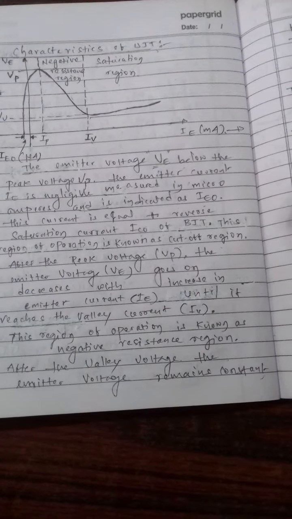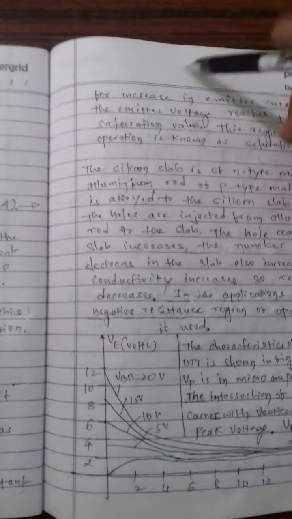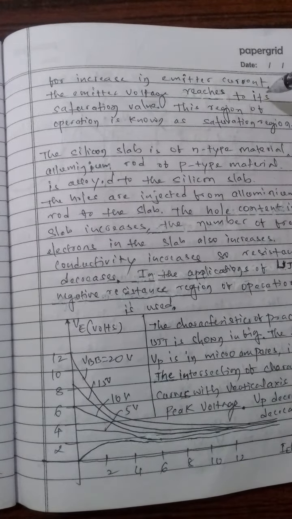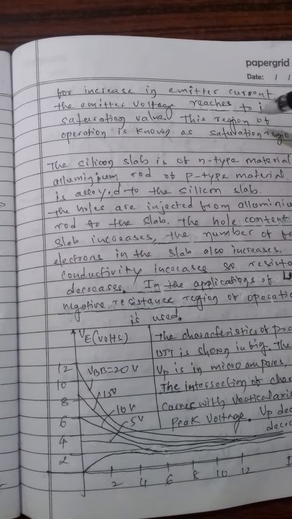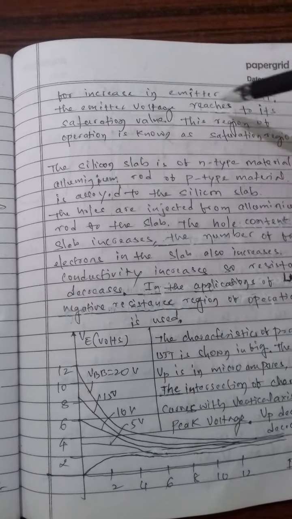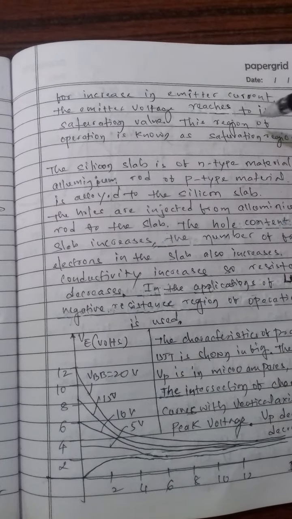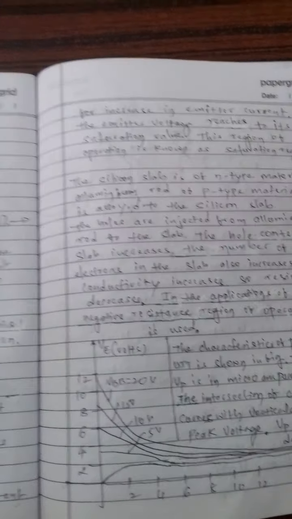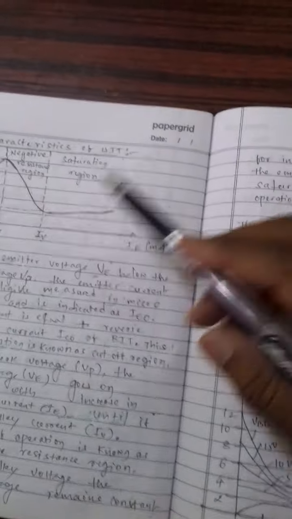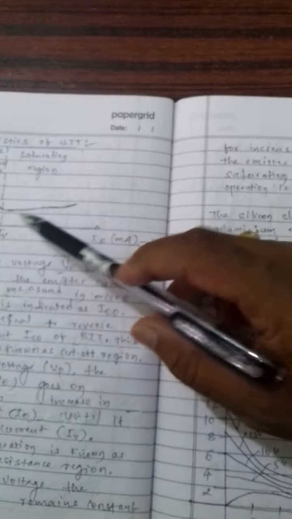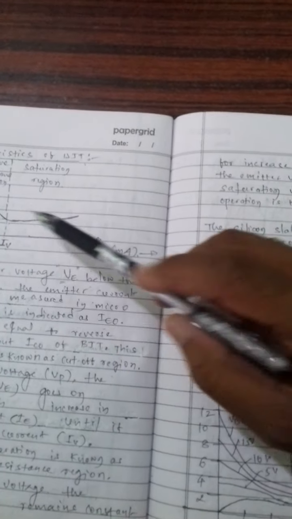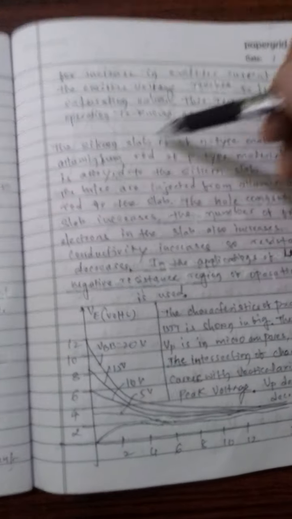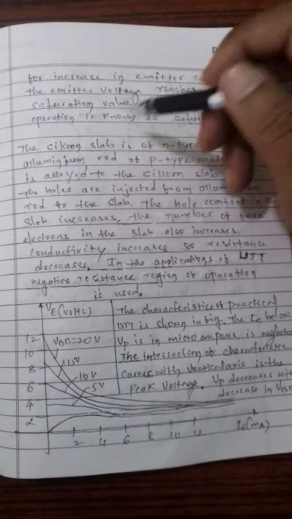After the valley voltage, the emitter voltage remains constant for an increase in the emitter current, and reaches its saturation value. This region of operation is known as the saturation region.